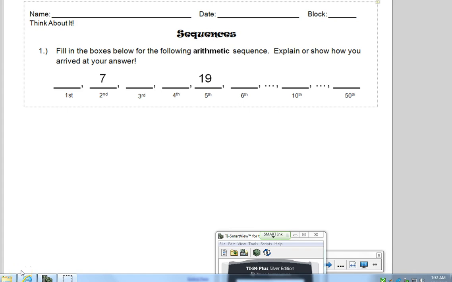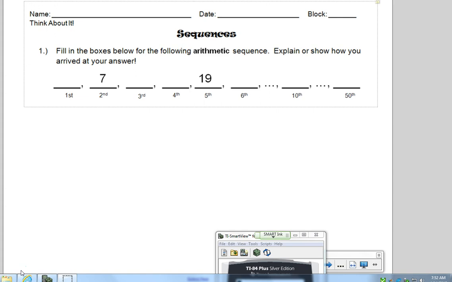Hi, today we're going to continue with sequences, but this time, if you look at our "Use What You Know" problem, we are not given the terms right in a row. So on our first problem, we're given the second term is 7, and then we're given that the fifth term is 19. And our goal is to figure out all the other terms that are listed.